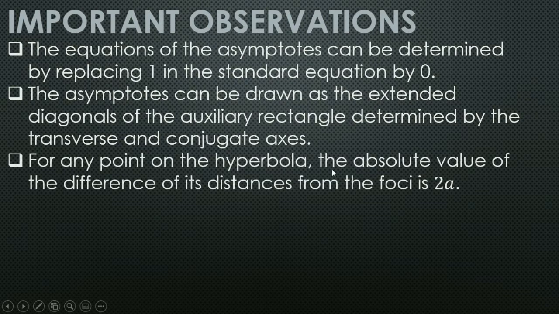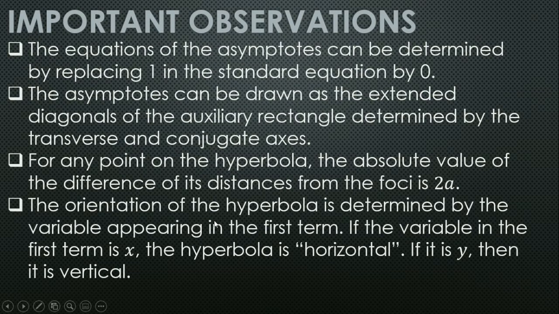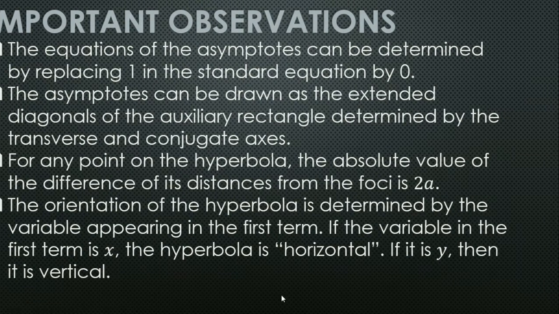For any point on the hyperbola, the absolute value of the difference of its distances from the foci is 2a. Yan yung isa sa mga pinaka-importanting tandaan. The orientation of the hyperbola is determined by the variable appearing in the first term. If the variable in the first term is x, the hyperbola is horizontal. Yan yung sinasabi ko kanina. On the other hand, if it is y, then it is vertical.